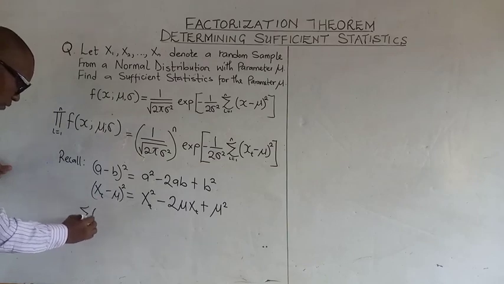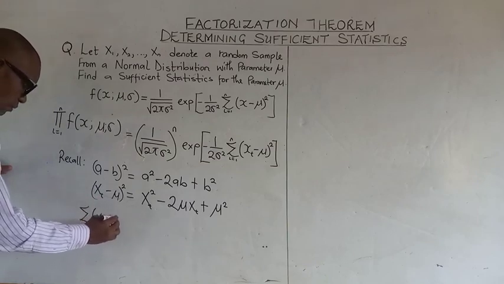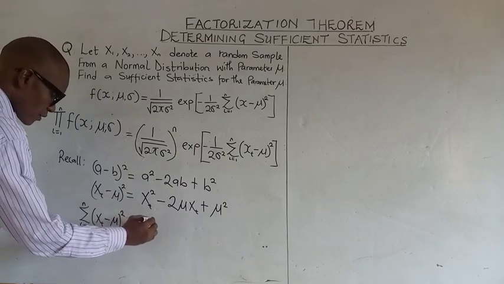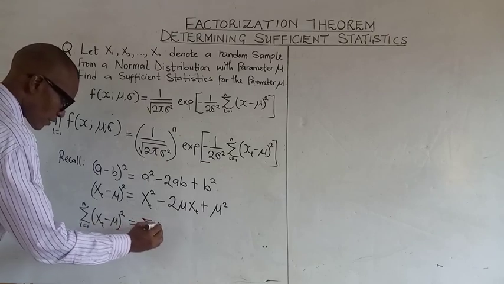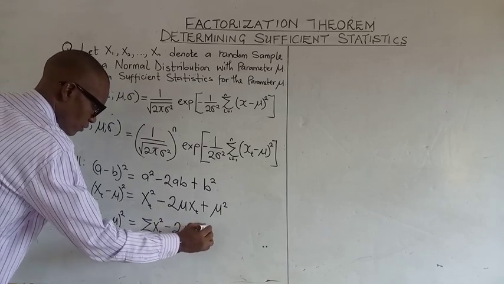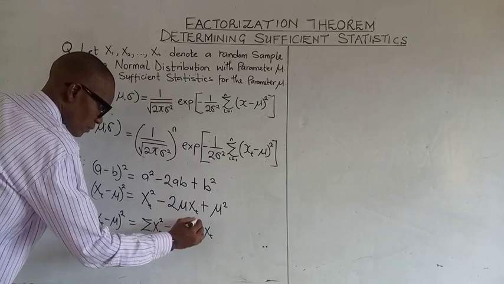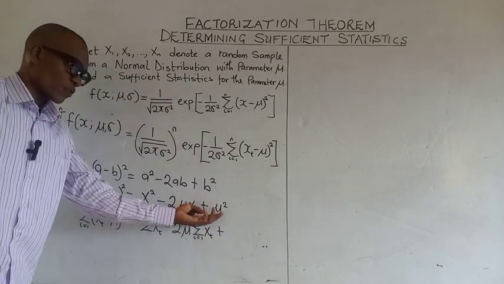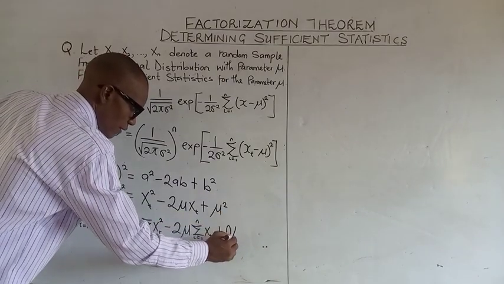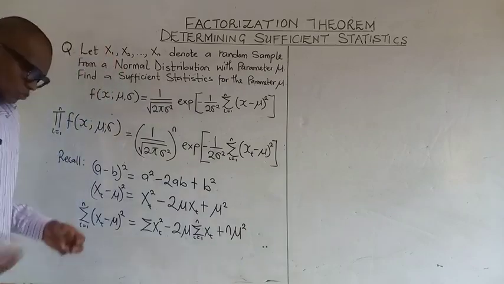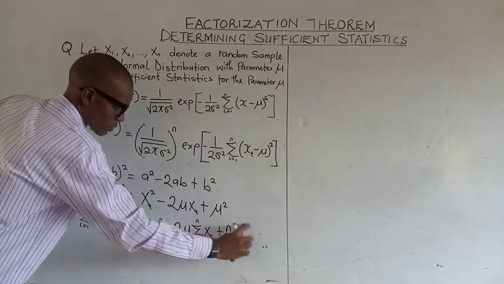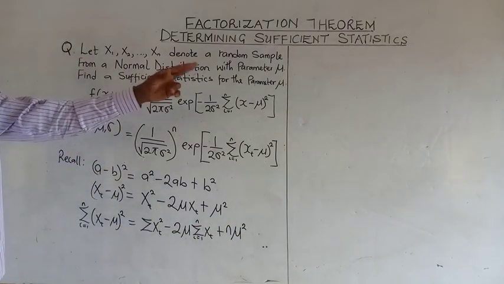And if we take the sum, we have the summation of x_i squared, minus 2 mu summation x_i, plus, since mu squared is a constant, if you sum it you have n mu squared. So what it means is that the whole of this is equal to this. So we proceed further to this point.